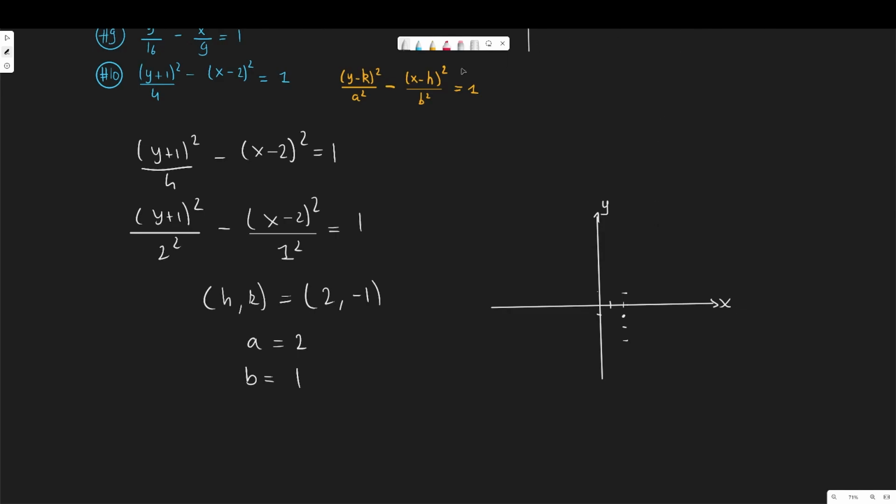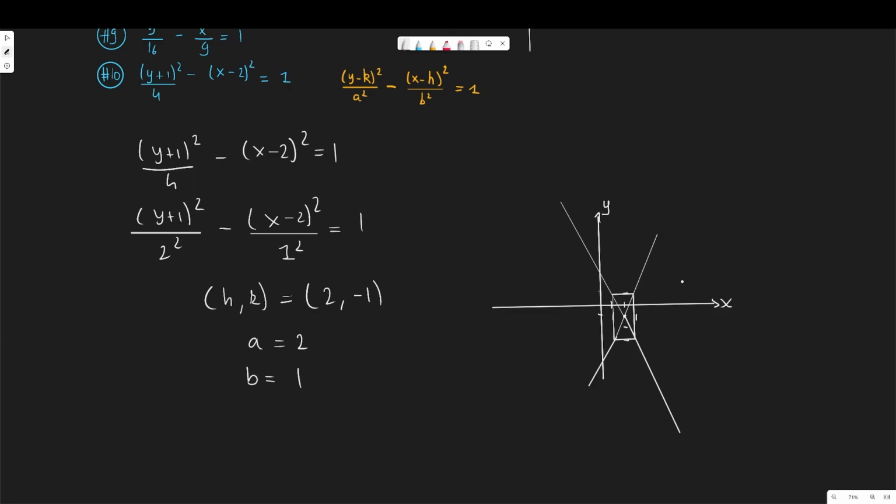And for our b coefficient, because it's underneath the x, we'll have to go 1 step to the left and 1 step to the right. So 1 step to the left like this, and 1 step to the right like that. So now let's draw our box like so, and now let's connect the corners to get our asymptotes like so. And now we have everything to draw our hyperbola. Because our leading term is in terms of y, we'll have the hyperbola of the form according to our y-axis, so it will look something like this.